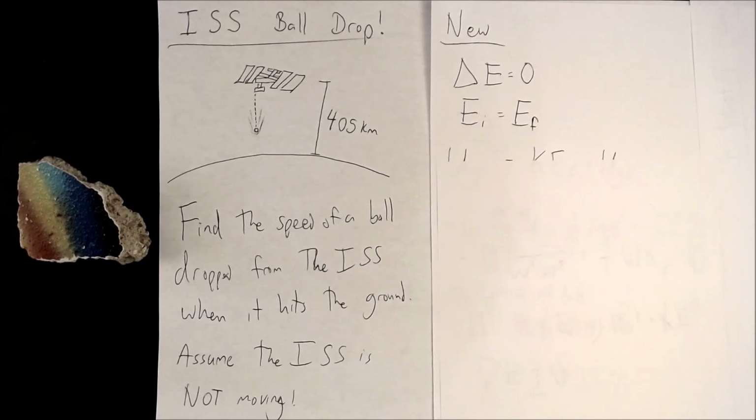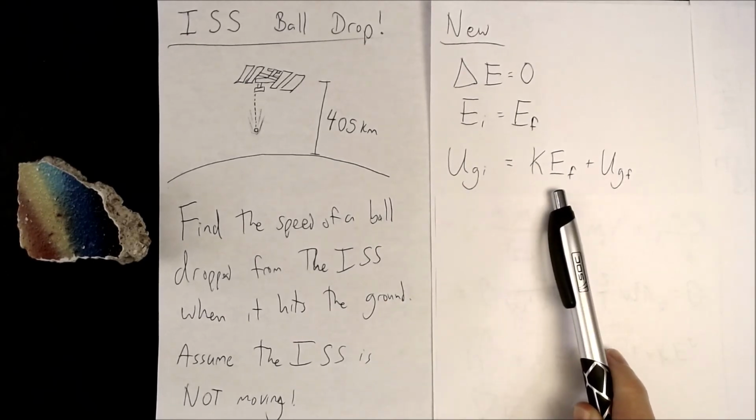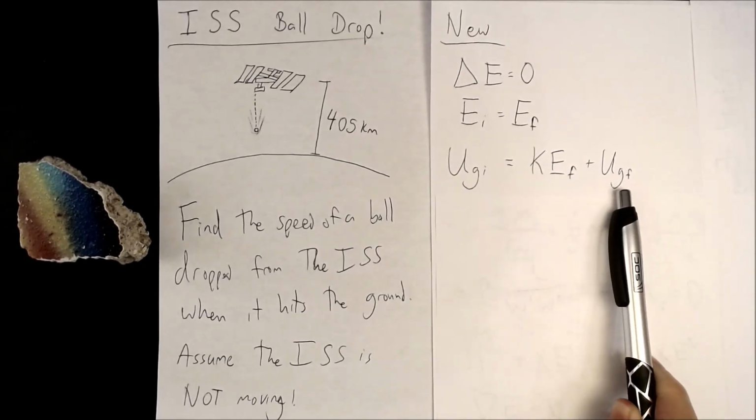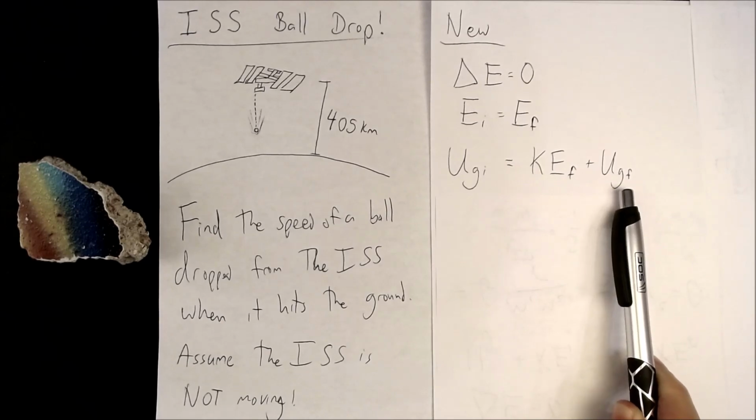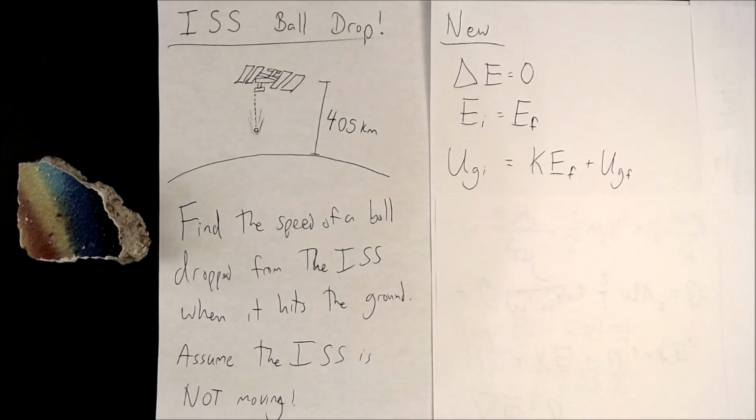Okay, I propose that we include initial gravitational potential, final kinetic, and final gravitational potential. Why did I not include initial kinetic? Yeah, because the ISS is not moving and you're dropping it from the ISS.